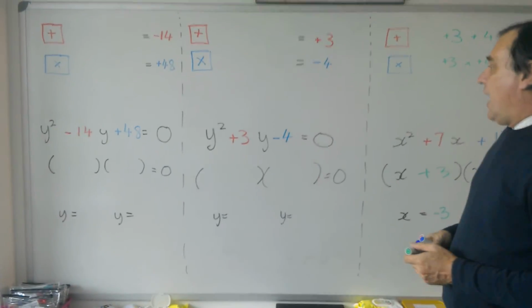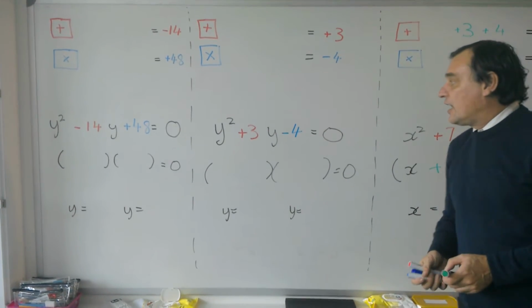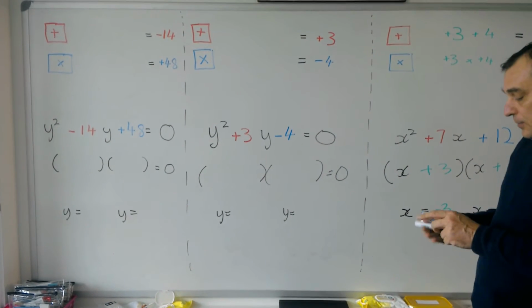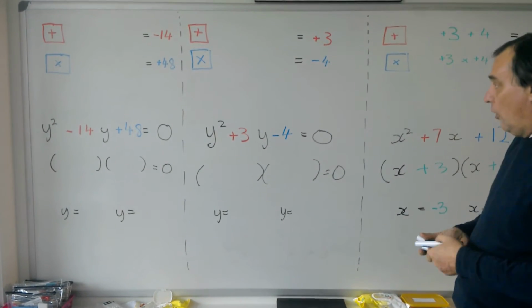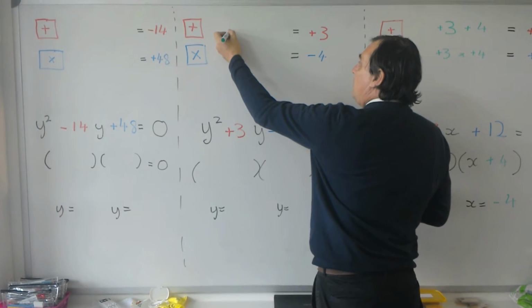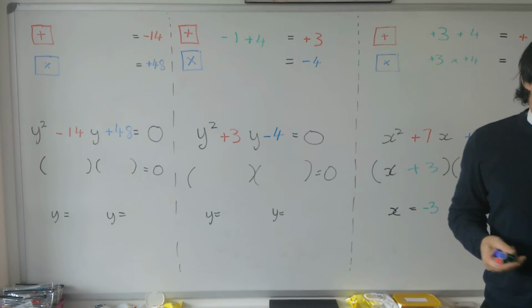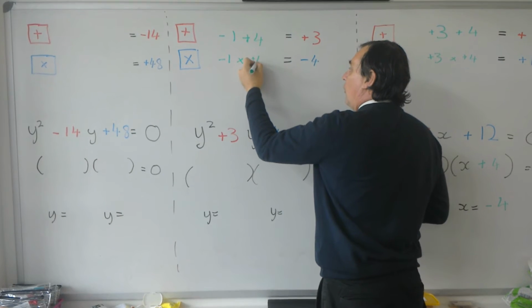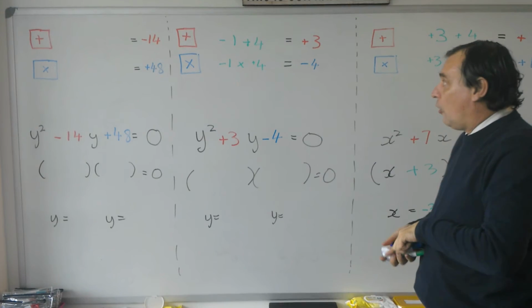So this time we've got y squared, a different letter this time, y squared plus 3y take away 4. So we need two numbers that add together to make plus 3, and these same two numbers multiply to give minus 4. Well, the two numbers here are going to be minus 1 and plus 4. So minus 1 plus 4 gives me plus 3. And if I do minus 1 times plus 4, that gives me minus 4. So my two numbers are minus 1 and plus 4.